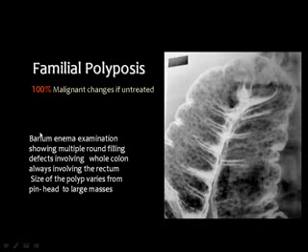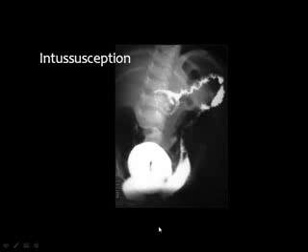And this is a known case of familial polyposis, where you can see numerous polyps all through the colon, and you all know that this has a 100% malignant risk. Then this is the intussusception. Whenever you introduce barium, it will stop at the site of the intussusception.